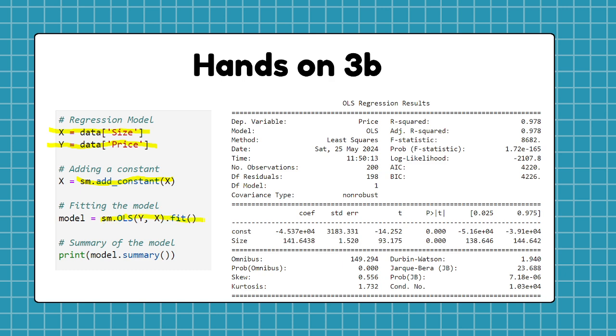So this OLS refers to ordinary least squares. It will be y followed by x, where y is the dependent variable and x is the independent variable. Then fit the data to this regression model, and then print the model summary. So this is the result of the regression.